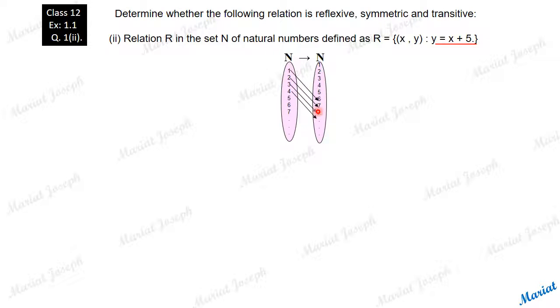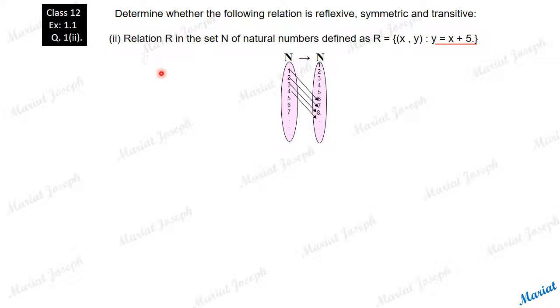Ordered pair (1, 6). Check whether (1, 6) can be included. x equal to 1, y equal to 6. 1 plus 5 is 6, and 6 equals 6 is true. So the pair (1, 6) satisfies the given condition. Hence we can include (1, 6) in this relation. Similarly, (2, 7), (3, 8), (4, 9), (5, 10), etc. All those pairs which satisfy this condition will be included in the relation.